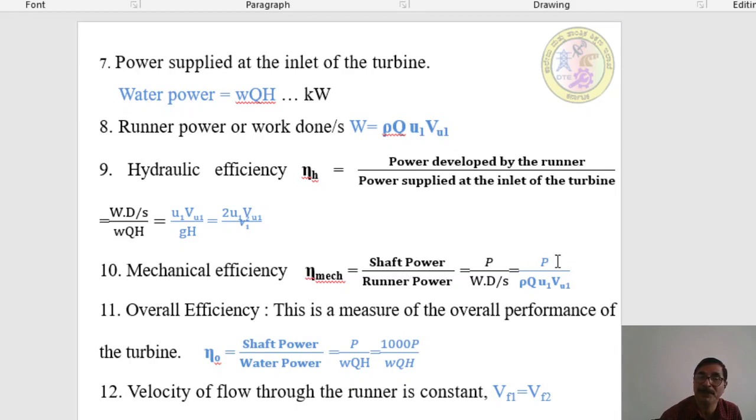So shaft power is P, and runner power, that is work done per second, is given by rho Q into U1 Vw1. Next, the overall efficiency of a turbine is given by shaft power, that is last output, divided by first input. It is the ratio of shaft power to the water power, given by P divided by WQH, or 1000 P divided by WQH if you want to express it in terms of kilowatts. Next, the velocity of flow through the runner is constant, that is Vf1 is equal to Vf2.